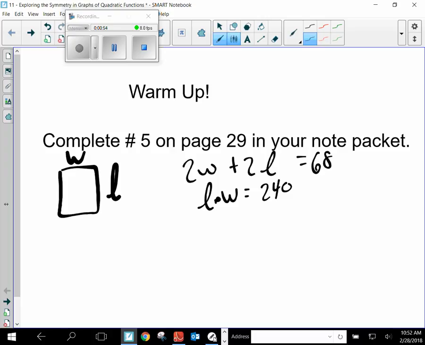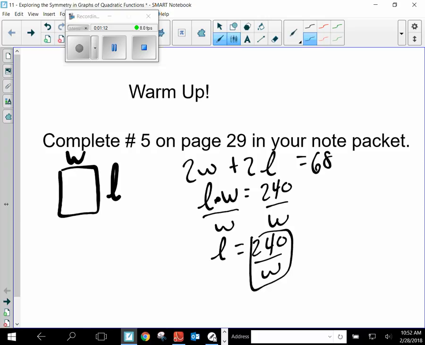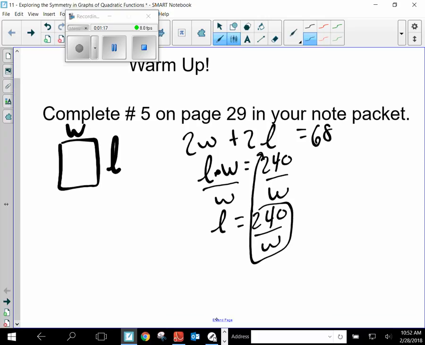It would be easier to get W or L alone in the first equation. But in first period, we decided to get L alone in the second equation. And it made the problem harder, so I wanted to show it to you. So here we have length equals 240 divided by W. I'm now going to substitute this in for L. So let me move down here.